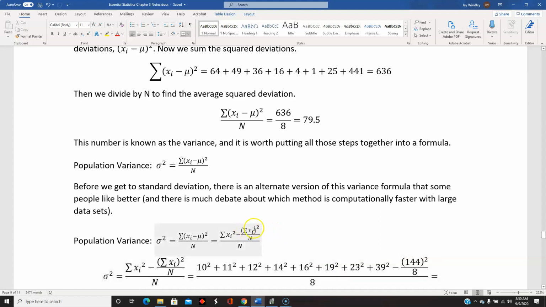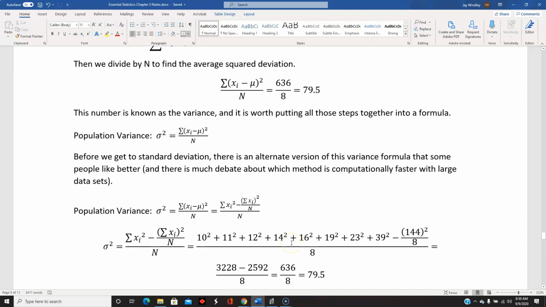Anyways, the sum of the x's squared divided by n, and then that whole thing still divided by n. And when you sum the data squared, you get this. And when you square the sum and divide by 8, you get this. And lo and behold, when you subtract those two numbers, you get 636, which is exactly the same 636 we had up here. And so the final answer, 79.5, is the same answer we have down here.